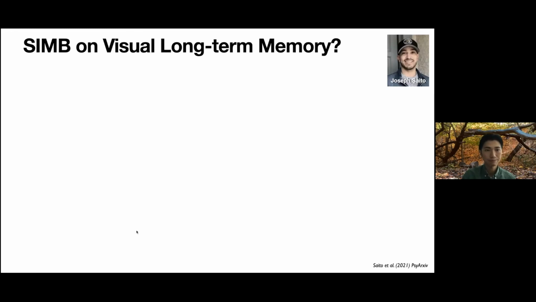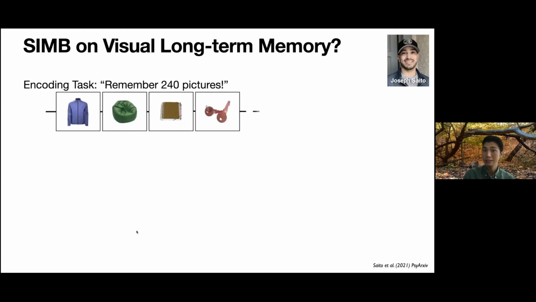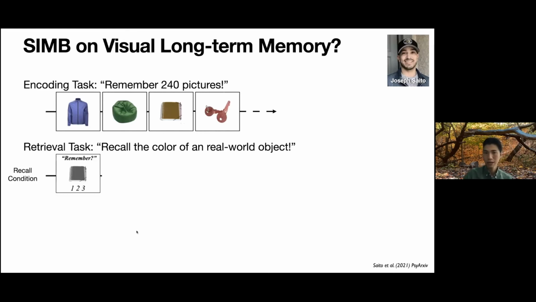to SIMB. To do that, he asked participants to remember 240 pictures of real-world objects, like that jacket, beanbag, notebook, and key, and so forth. After they learned these 240 images, Joe asked participants to perform a retrieval task. In the retrieval task, he presented a grayscale image and asked participants to indicate whether they remember seeing the colored version of it using a varying degree of confidence scale.